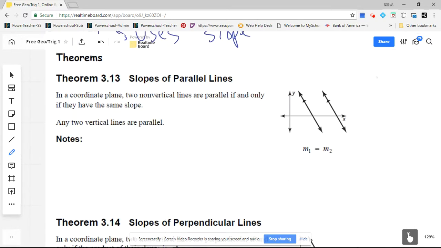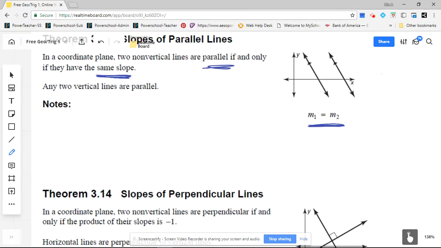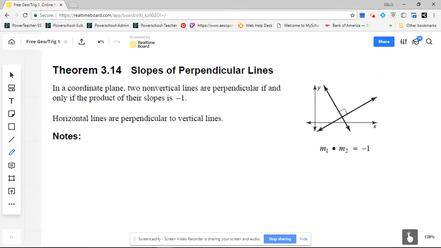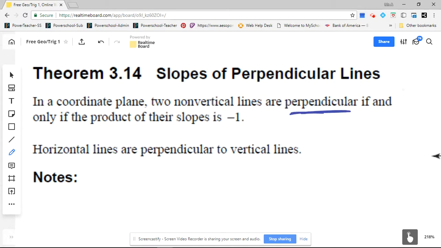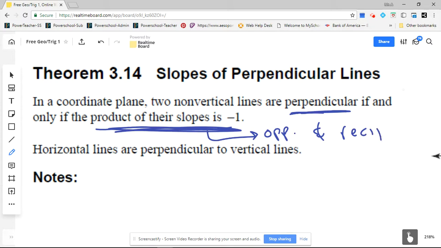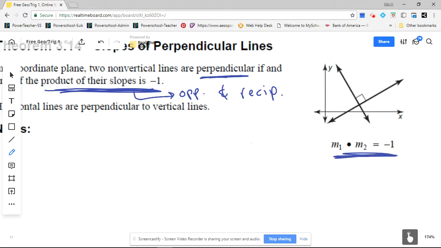Just to review slopes of parallel lines, the theorem. If two lines are parallel, that means they have the same slope. You can see M1 equals M2. M is slope. M1 and M2 are the same slopes. So parallel lines have the same slope. Perpendicular lines, they kind of use a different definition. Perpendicular, their product is negative 1. What that means is that they have to be opposite and reciprocal to get a negative 1 product. So if you multiply them together and it equals negative 1, you know that they were opposites and reciprocals.